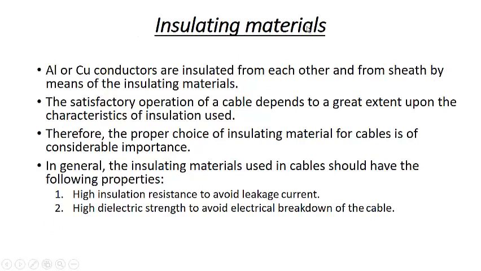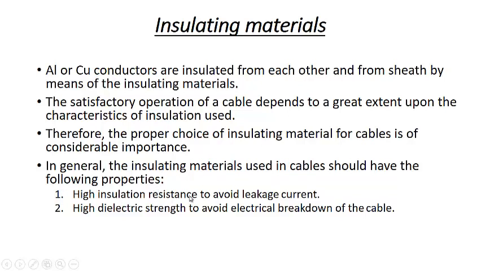Now, insulating materials. Let us see what the different insulating materials are and what the properties of insulating materials should be. Aluminum or copper conductors are insulated from each other and from the sheath by means of insulating material. The satisfactory operation of the cable depends to a great extent upon the characteristics of the insulation used. Therefore, the proper choice of insulating material for cables is of considerable importance. In general, the insulating material used in cables should have the following properties.